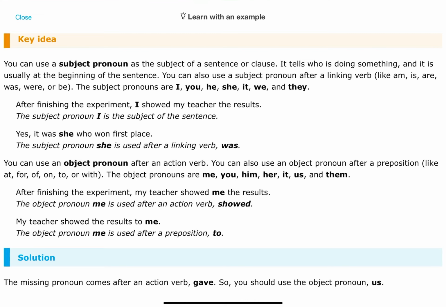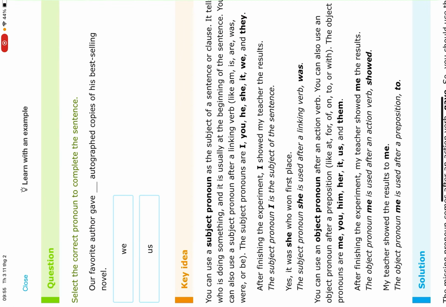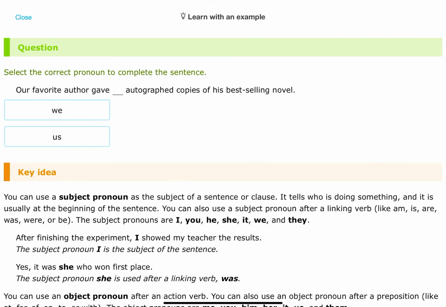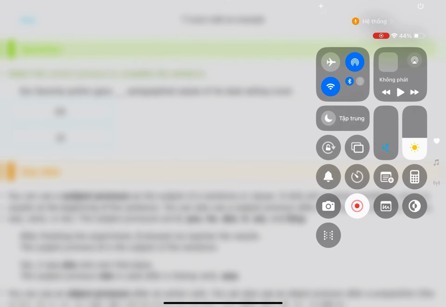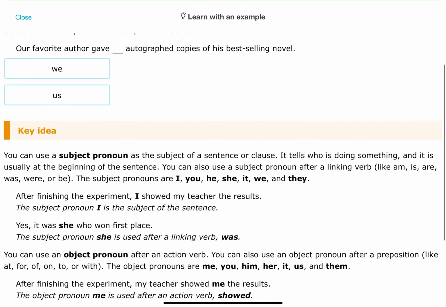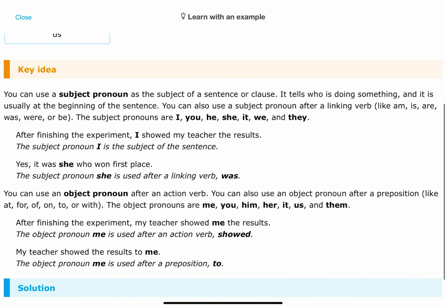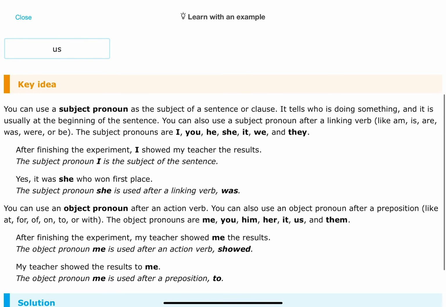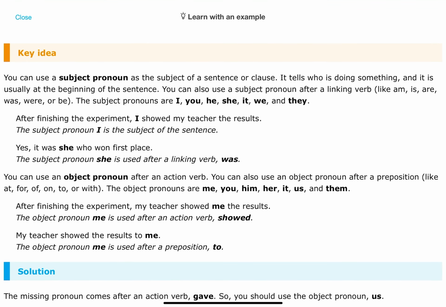You can use the subject pronoun as the subject of the sentence or clause. It tells who's doing something, and it is usually at the beginning of the sentence. You can also use a subject pronoun after a linking verb like am, is, are, was, were, or be. The subject pronouns are I, you, he, she, it, we, they.